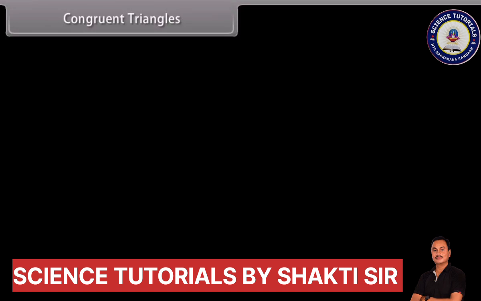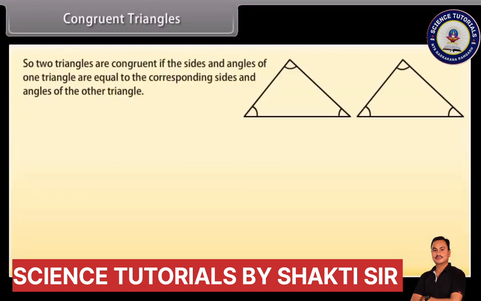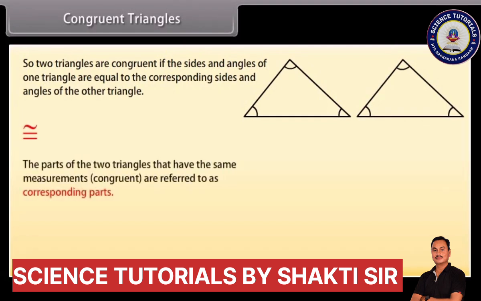Congruent triangles. Two triangles are congruent if the sides and angles of one triangle are equal to the corresponding sides and angles of the other triangle. This is the sign of congruency. The parts of the two triangles that have the same measurements, congruent, are referred to as corresponding parts. This means that corresponding parts of congruent triangles are congruent. In short form, we write it as CPCTC.